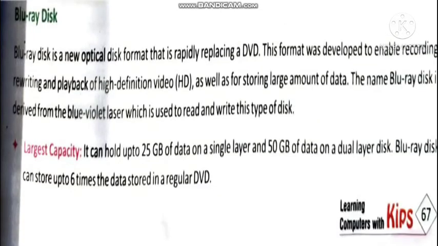Next is your Blu-ray disc. Here again it follows that same chain. CD had less storage, and its transmission rate was slower.